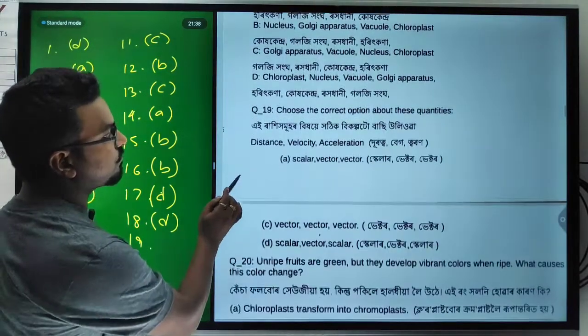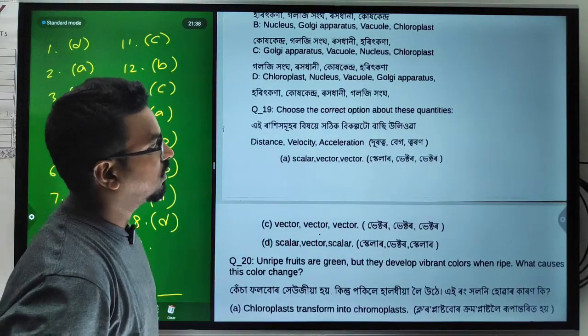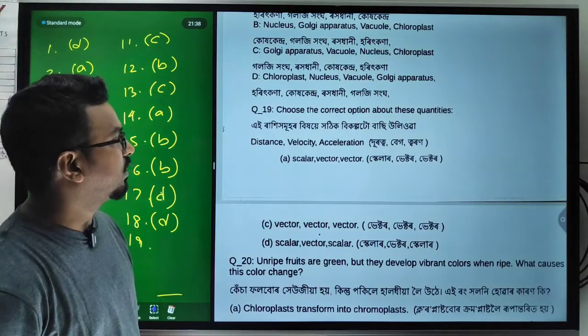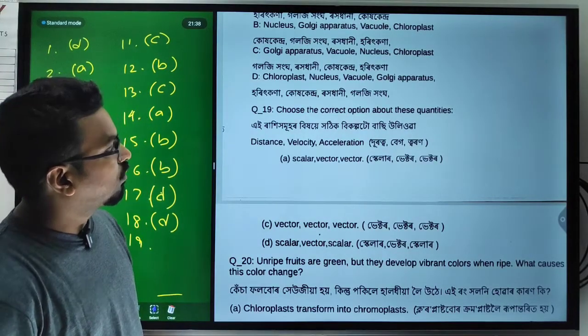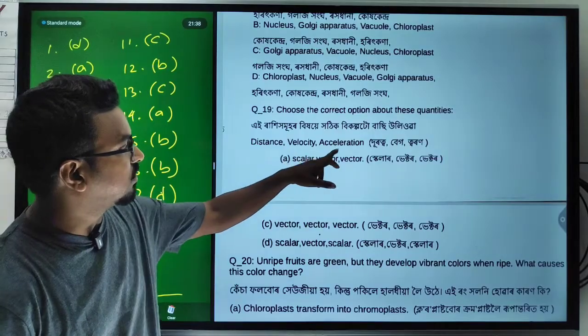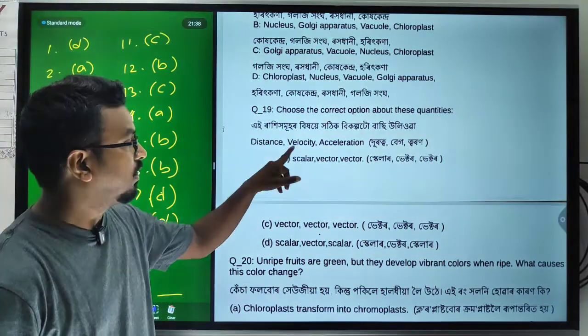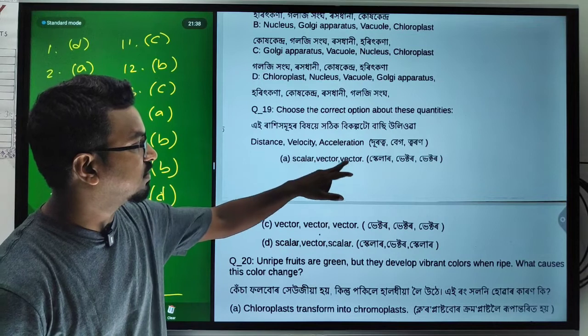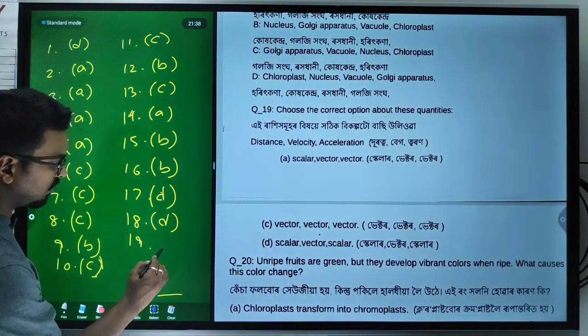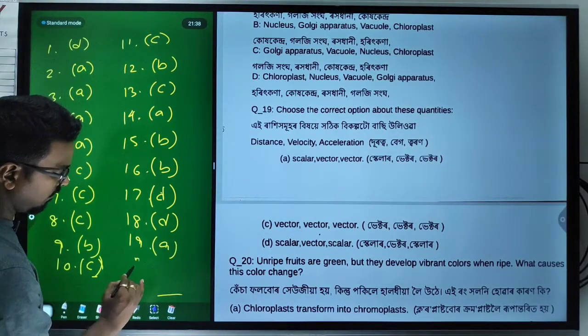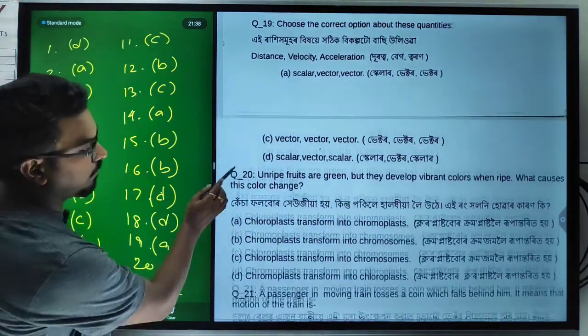19. Choose the correct option about these quantities. Distance, velocity, acceleration. Distance is a scalar quantity. Velocity is a vector and acceleration is also a vector. So the option will be option A.